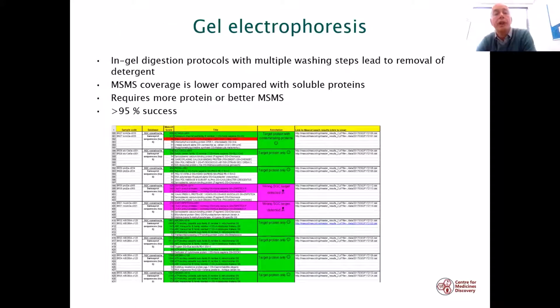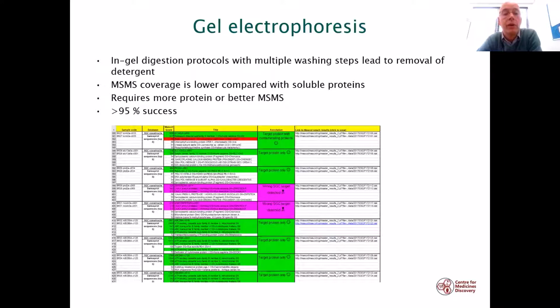Another method of dealing with membrane proteins is gel electrophoresis. In a gel electrophoresis experiment, you would run your protein on an SDS-PAGE gel, and then digest it. The SDS would be about 0.1% to 1% in the gel. This is quite a powerful detergent, and as you go through the digestion protocol, that detergent is washed away.